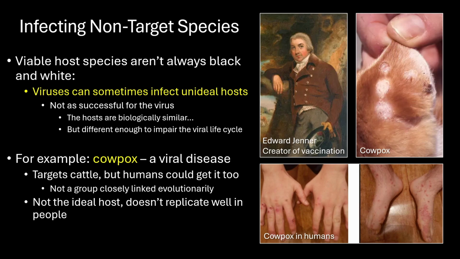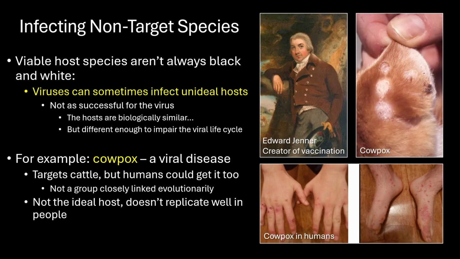So when that happens, these viruses are infecting what we think of as unideal hosts. And the virus isn't as successful in those new species as they are in their target species. That doesn't mean they can't necessarily replicate and effectively use their host to make more of themselves. It just means that they are probably more effective in other hosts. So a really good example of this is cowpox.